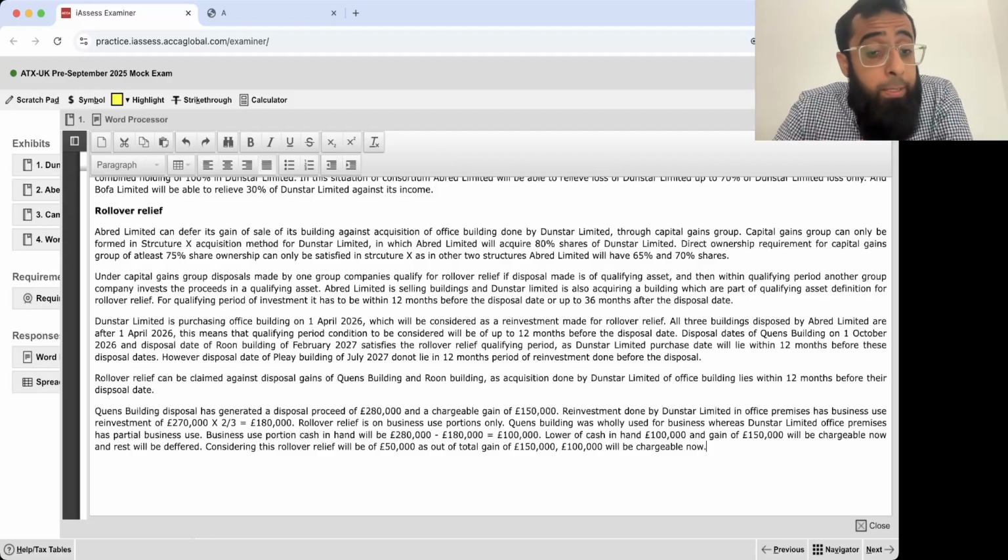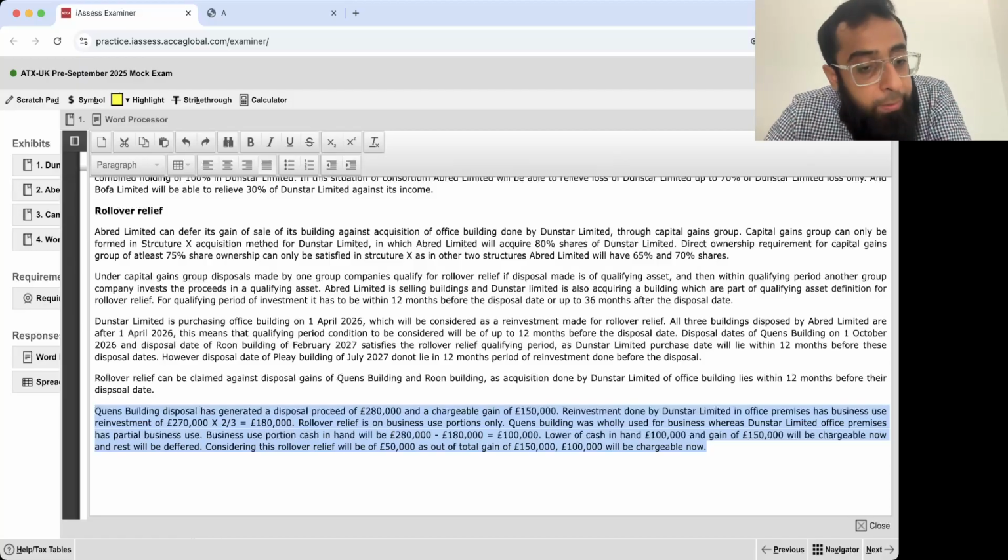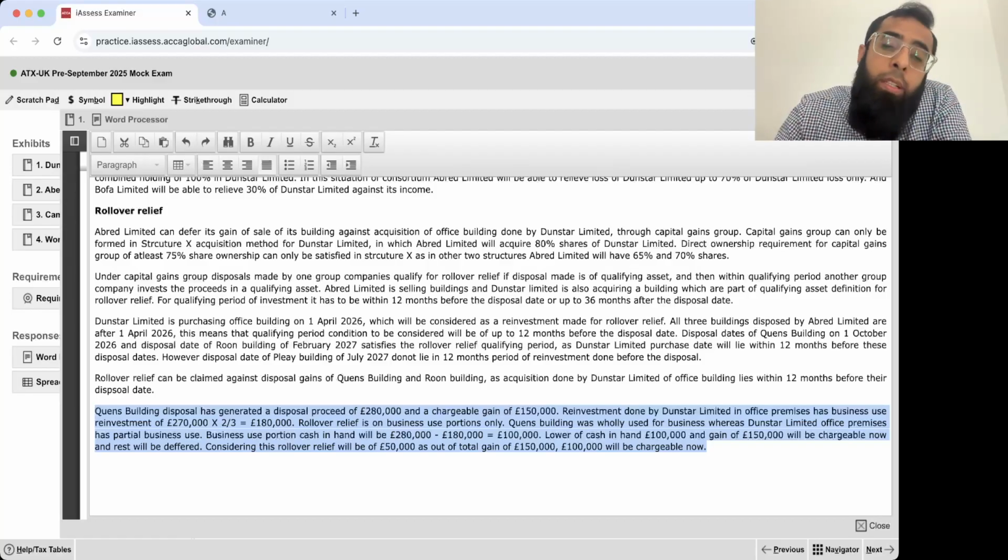Yes, I will repeat it again. For Queen's building, disposal proceed is 280 and gain is 150. In Dunster Limited office premises, you reinvested 180. So 280 minus 180, cash in hand is 100,000. You all know this thing: lower of cash in hand and gain. Cash in hand is 100, gain is 150. The lower will be chargeable now and the rest will be deferred. So out of 150, 100,000 will be chargeable now and 50,000 will be your deferral.